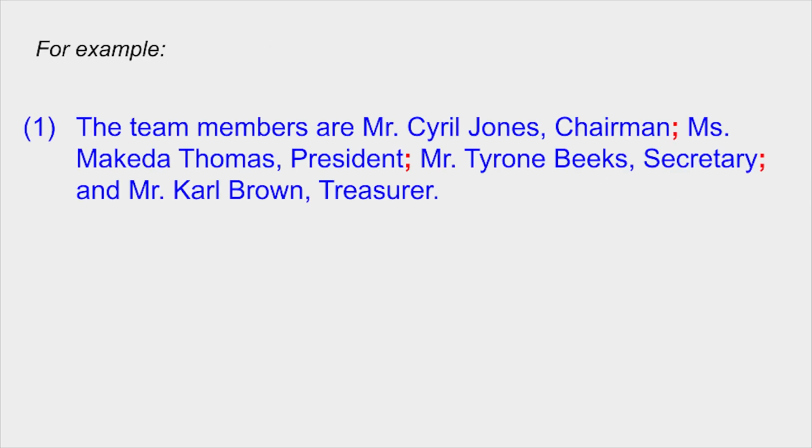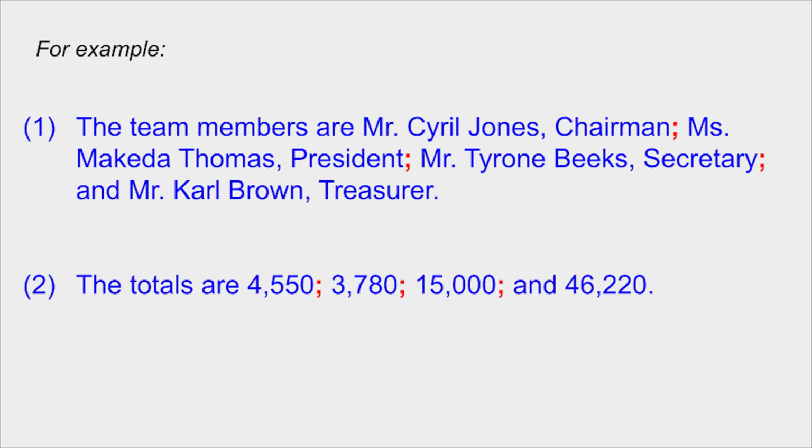For example, the team members are Mr. Cyril Jones, Chairman; Miss Makeda Thomas, President; Mr. Tyrone Beeks, Secretary; and Mr. Carl Brown, Treasurer. In this sentence, we have a list of names and the positions associated to each name. A comma is placed after each name and a semicolon after the position that is associated to that name.